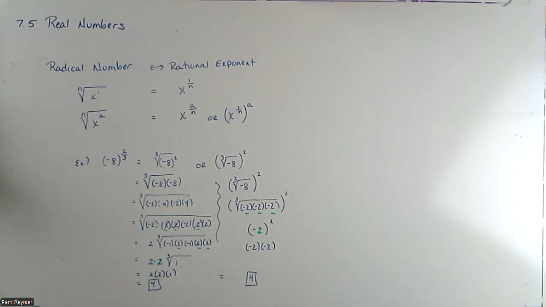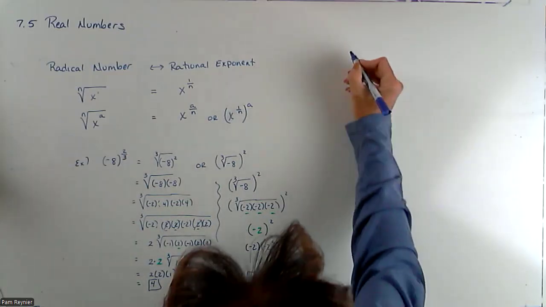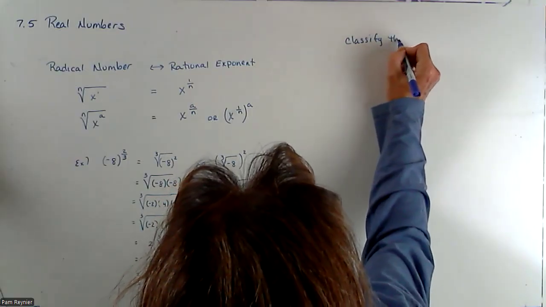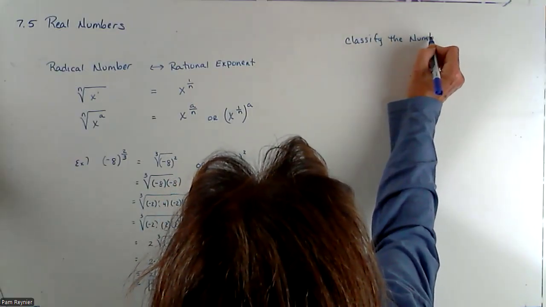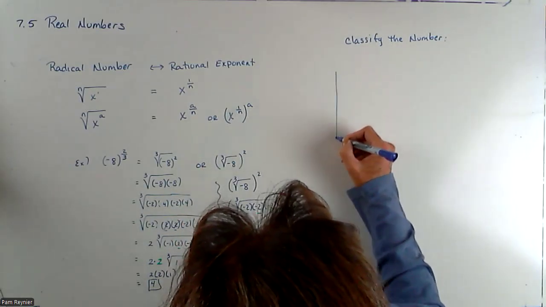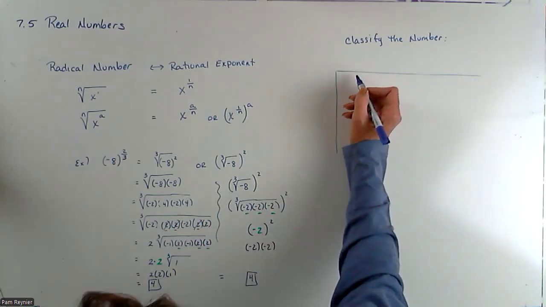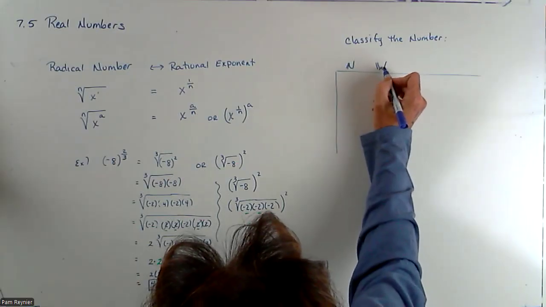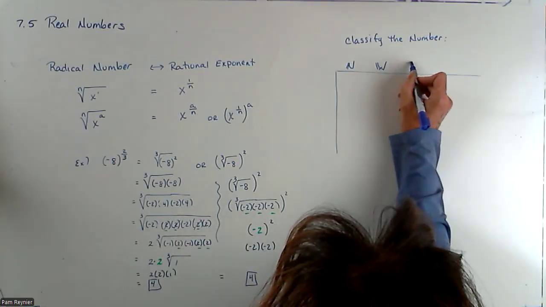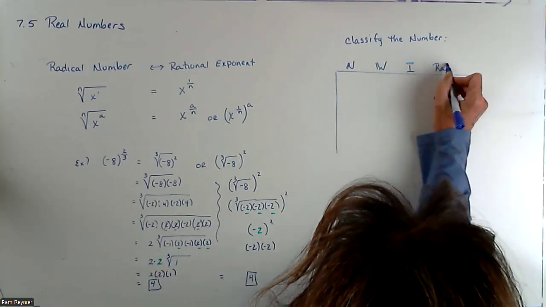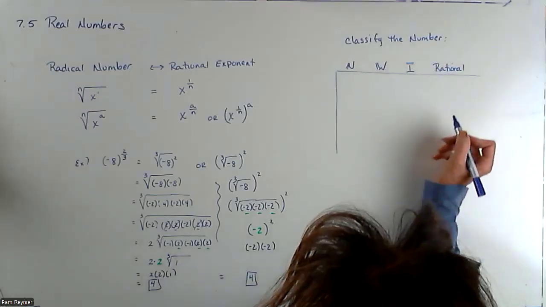One activity, one thing I want you to practice is, I'm going to ask you to classify the number. Our choices are, make a little chart here. The choices are, is the number natural? Is the number whole? Is the number an integer? Is the number rational, which is actually a Q? Is the number real?